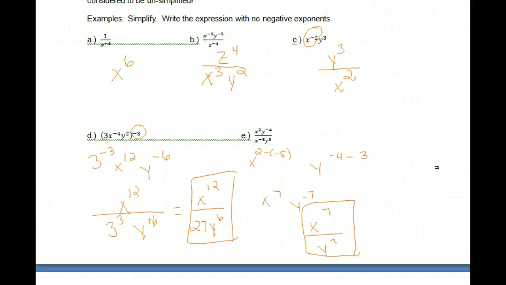You need to make sure that you understand how to simplify negative exponents. If you are unsure of how I did these examples, please contact me so that we can do some more work together.